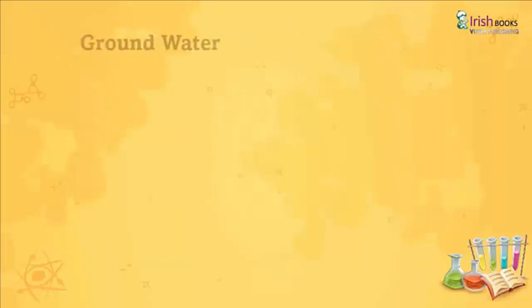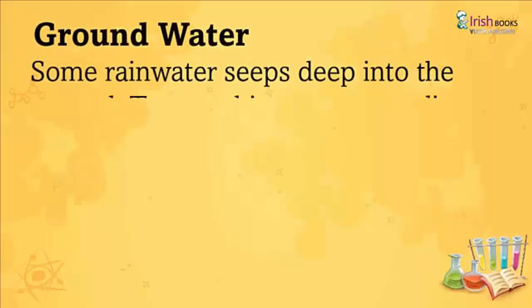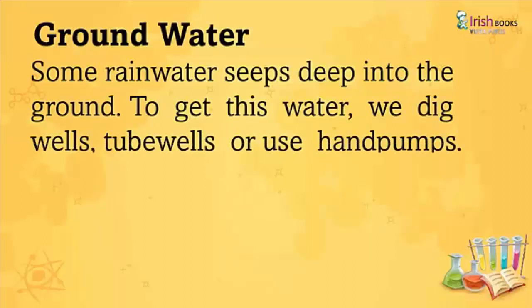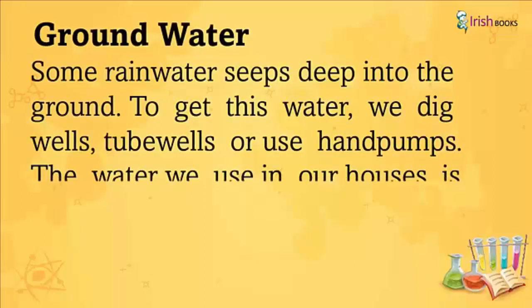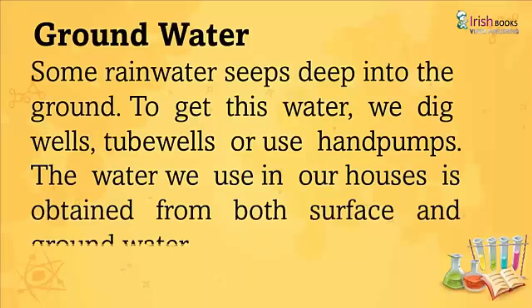Groundwater. Some rainwater seeps deep into the ground. To get this water, we dig wells, tube wells, or use hand pumps. The water we use in our houses is obtained from both surface and groundwater.